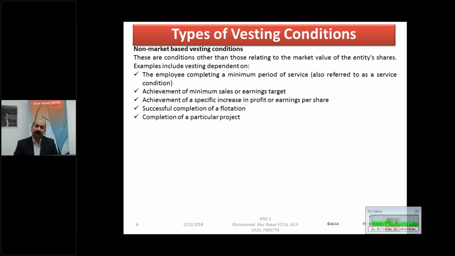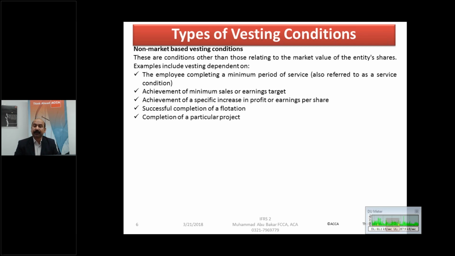If we want to define it in a single line, what are the examples for this? Employee completing a minimum period of service. So you say to your employee, if you complete 4 years, 3 years, 5 years of service with our organization, you will be entitled to this number of share options or shares, something like this. So this is non-market based.